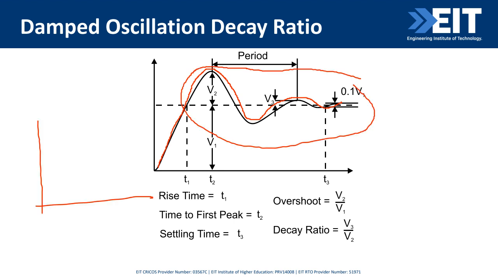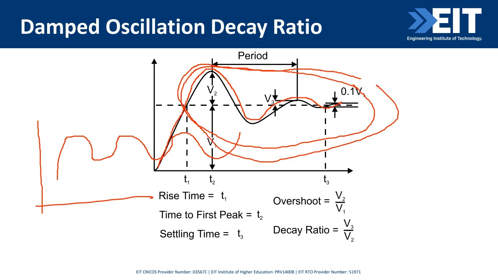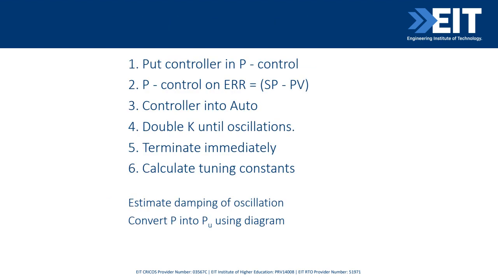So we go into this arrangement here where you have a bit of an overshoot and then we work out the tuning constant. So you have overshoot V2 over V1. You see V2 over V1, decay ratio V3 over V2. And from these, we actually calculate some constants. So you actually end up with a calculation looking like this.